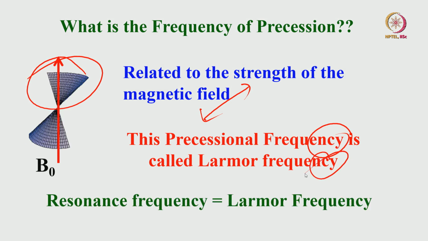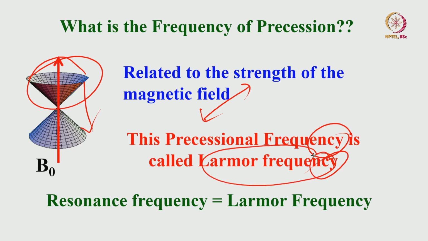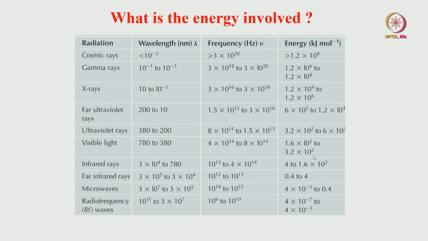It is nothing but the resonance frequency. The energy separation between two states, if we calculate, we know the resonance condition, we calculated nu, and nu is the resonating frequency, which is also called the Larmor precessional frequency. So if I say Larmor frequency, remember it is nothing but the resonating frequency of the given nuclei in a given magnetic field. That is what it is.